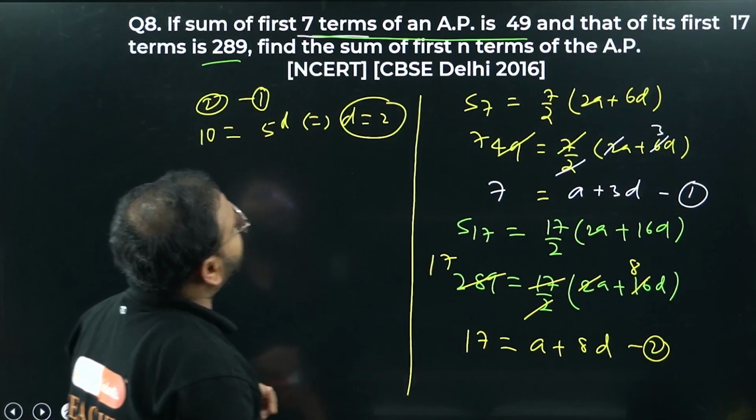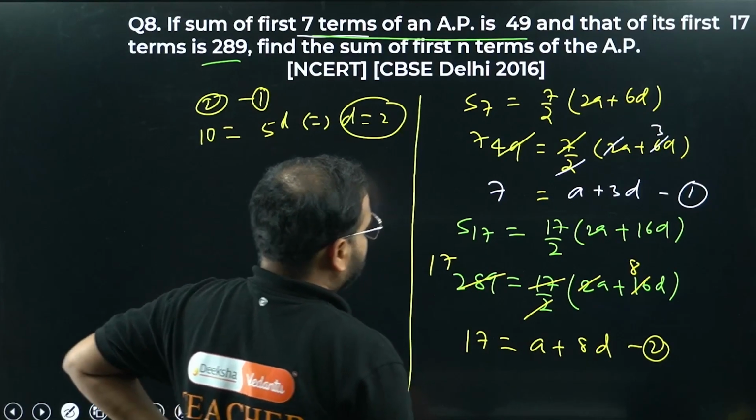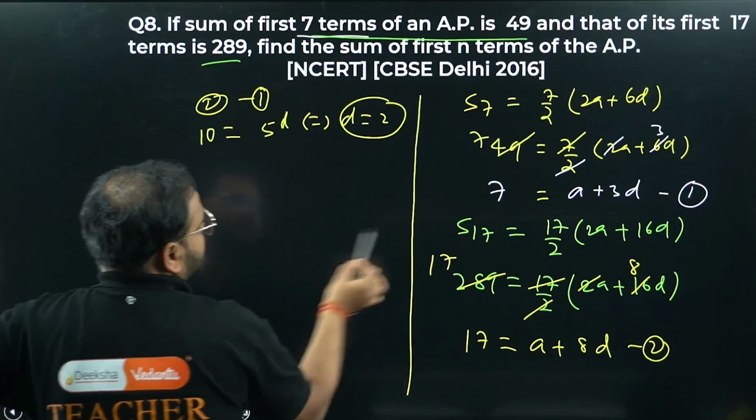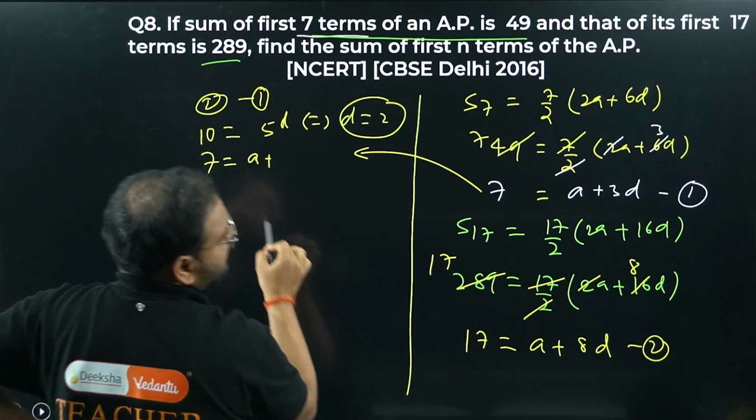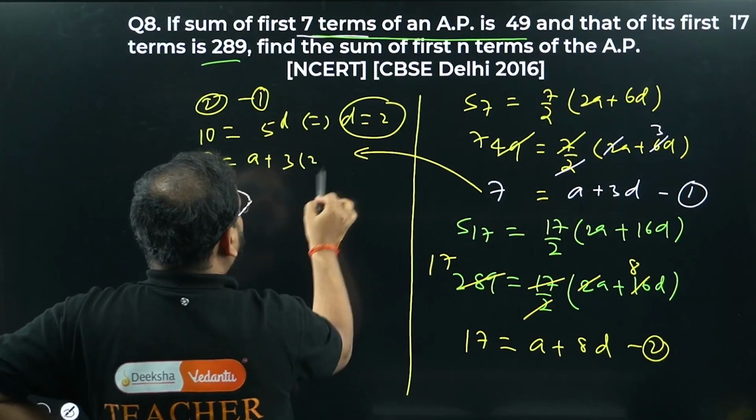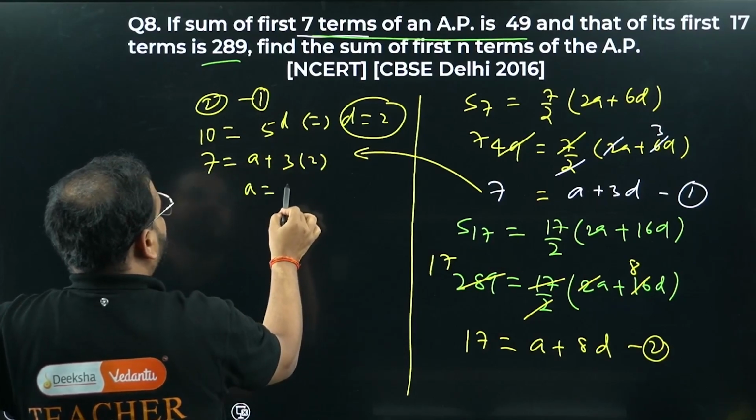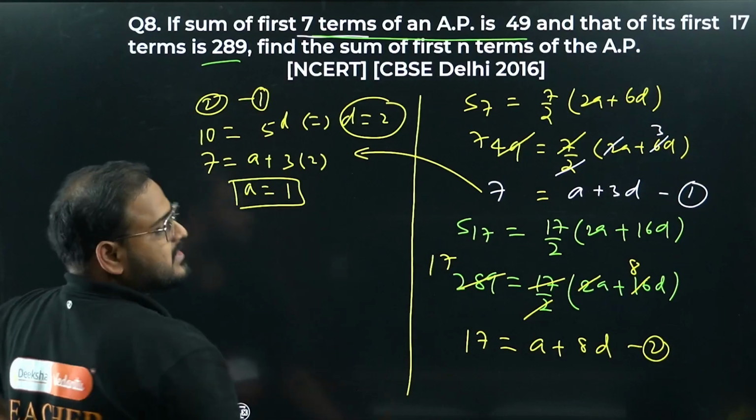Okay, find the sum of first n terms of the AP. Can you find a first? Please use this equation. I write 7 equals a plus 3d, right? So 3 times 2, how much is that? So a will be 1. Please check. 1 plus 6 will be 7, right?